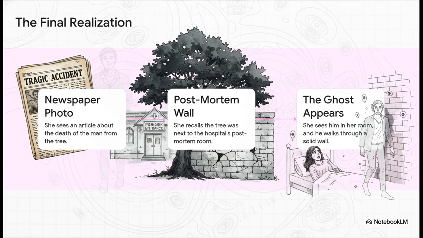First, she sees a newspaper photo. It's him, the man from the tree, and the article says he died in an accident. Second, she remembers the tamarind tree was planted right next to the hospital's postmortem wall. The final undeniable proof comes when she hears his voice again. He's there, in her room, and she watches him walk calmly right through a solid wall. It's real. It's all real, and there's nowhere to run.